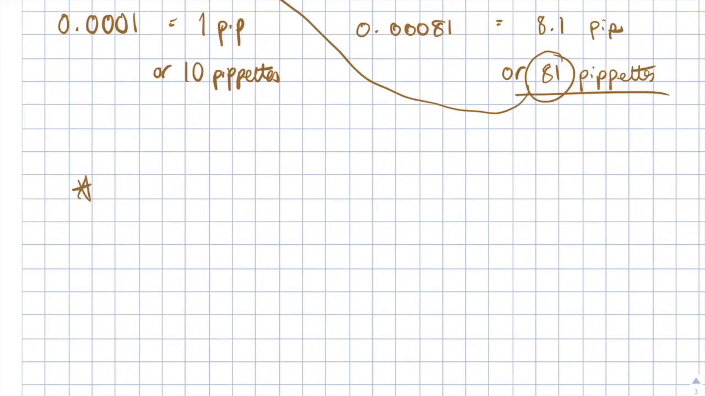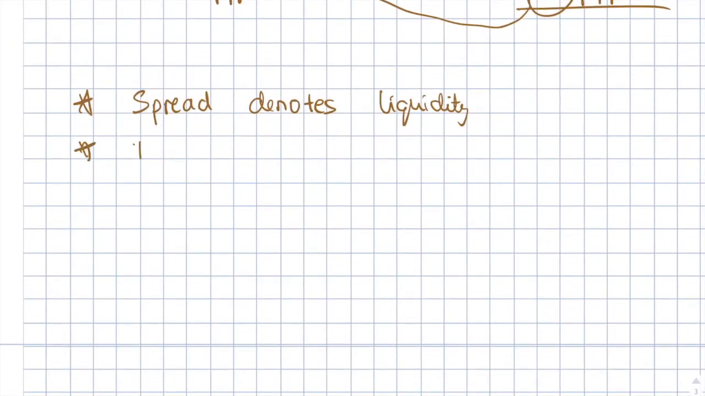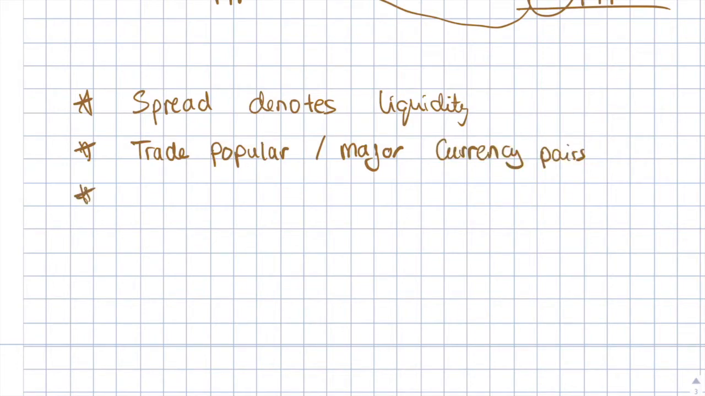The first thing I would like to say is that spread denotes liquidity. The second point is to trade popular major currency pairs, and the third thing I'd like to say is trade at favorable times. So spread denotes liquidity. What does this mean? Well, the more liquid a market is, the lower the spread is in general.